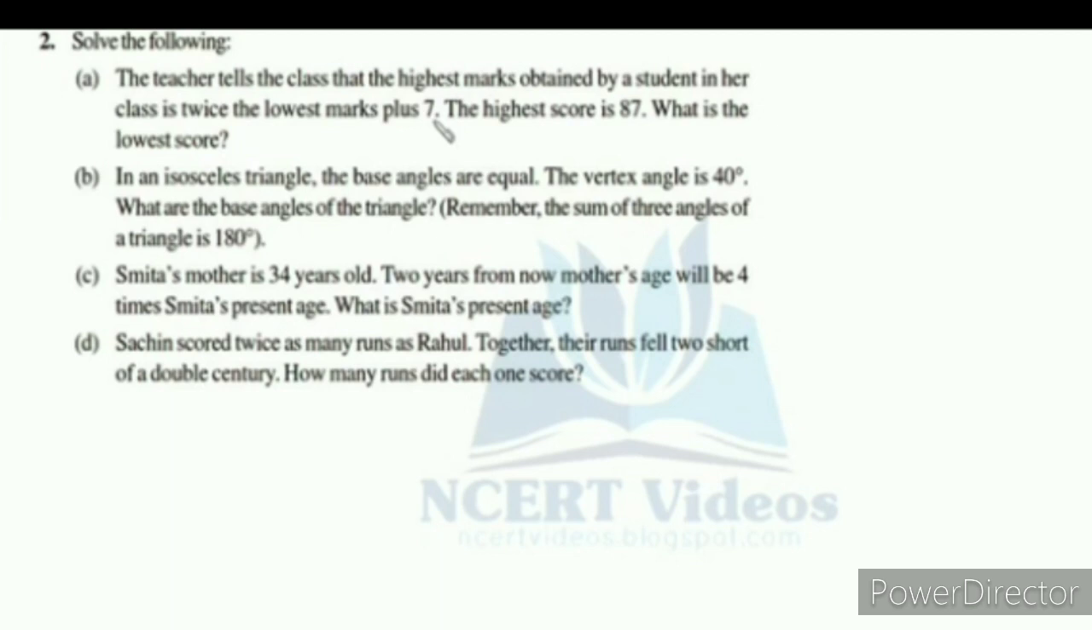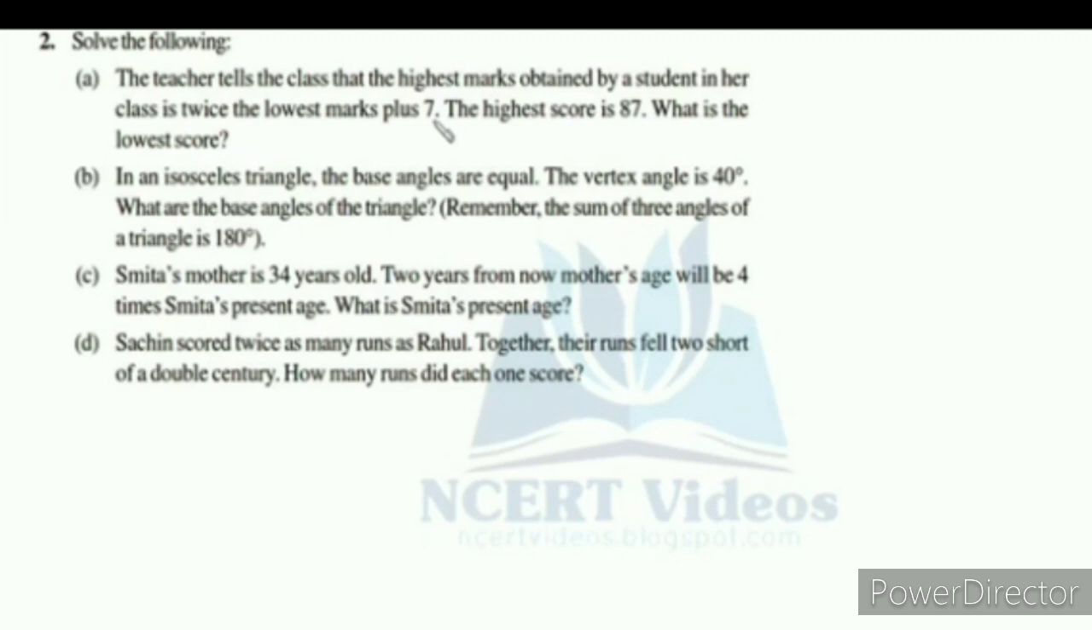The teacher tells the class that the highest marks obtained by a student in her class is twice the lowest marks plus 7. The highest score is 87. What is the lowest mark? This is the first part of the question.